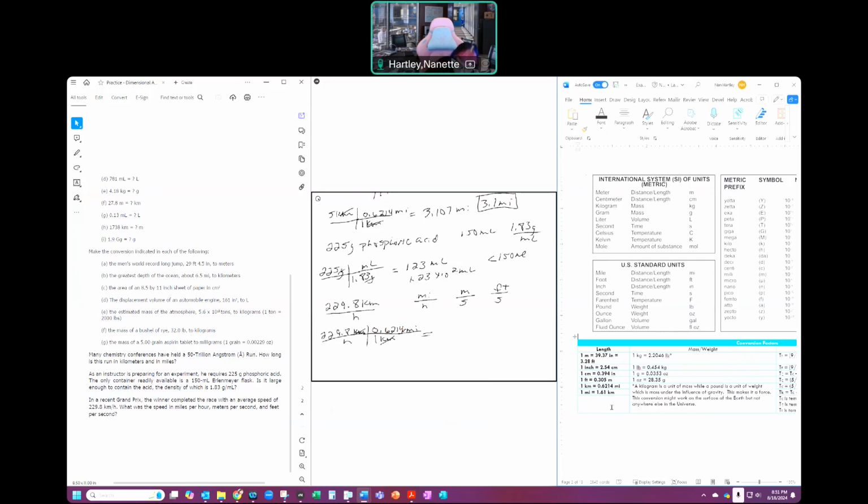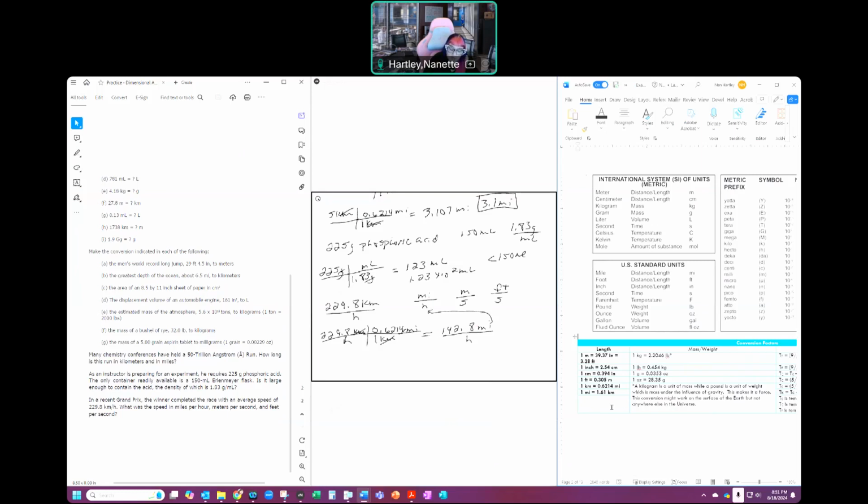Kilometers cancel, and that leaves you with miles per hour, which is what I'm looking for. So 229.8 times 0.6214, and that leaves me with 142.8 miles per hour. Okay, that's my miles per hour. I got that one, that's there.